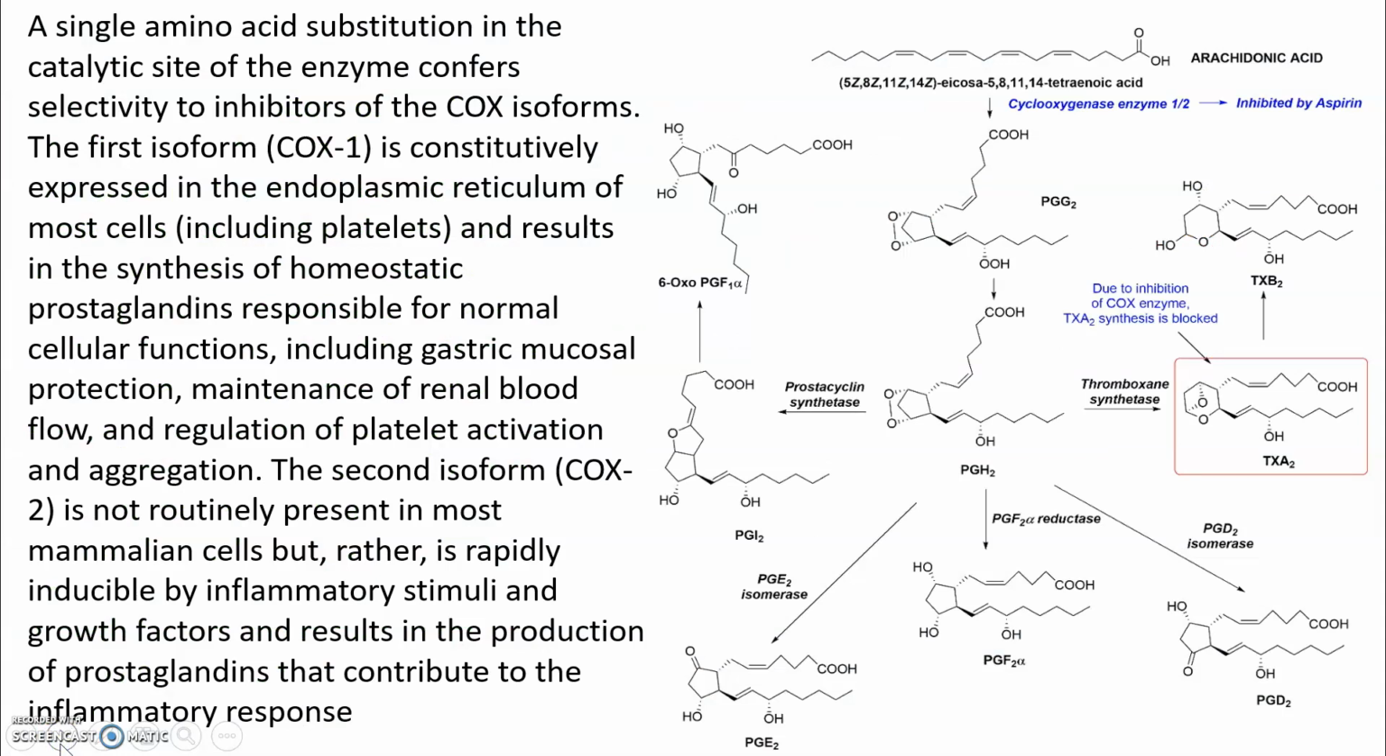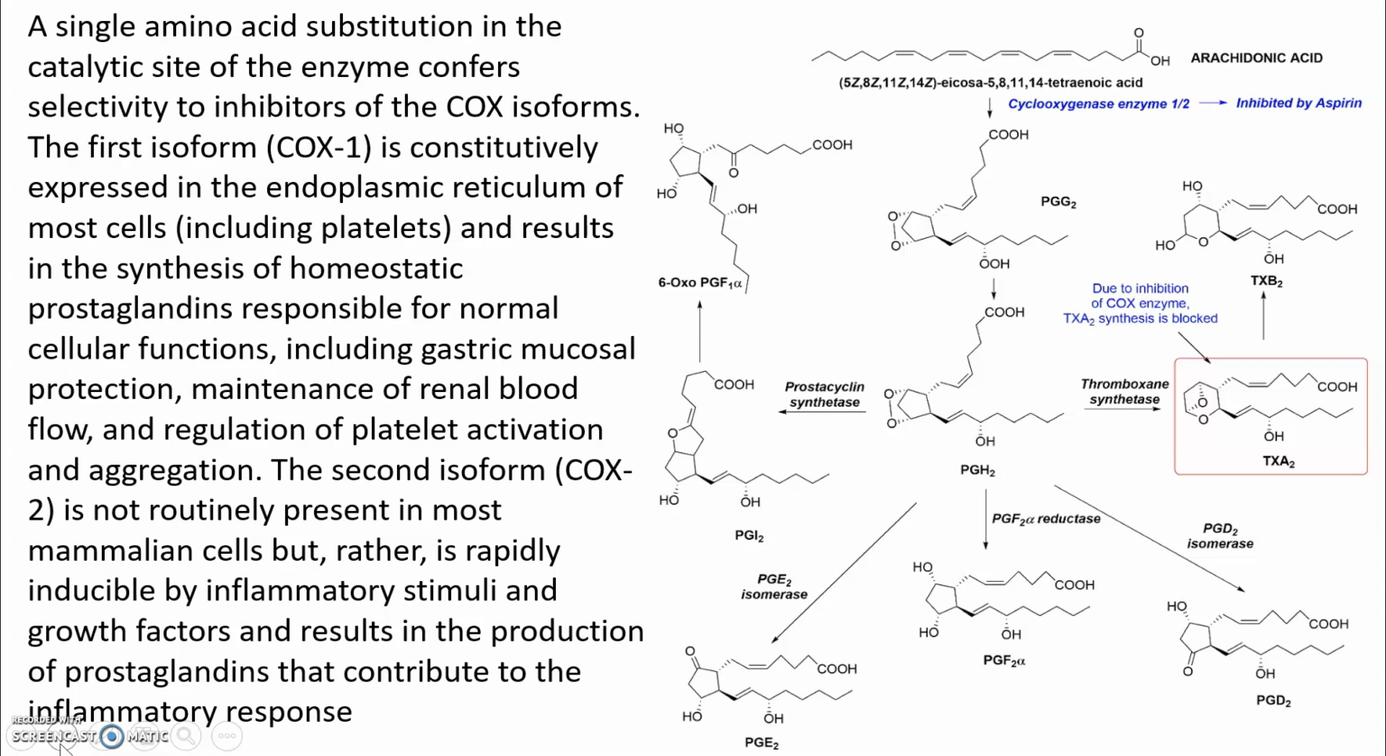Here's just another diagram going further into detail of the breakdown of the chains. A single amino acid substitution in the catalytic site of the enzyme confers selectivity to the inhibitors of the COX isoforms. The first isoform, COX-1, is constitutively expressed in the endoplasmic reticulum of most cells, including the platelets, and results in the synthesis of homeostatic prostaglandins, responsible for normal cellular functions, including mucosal protection, maintenance of renal blood flow, regulation of platelet activation, and aggregation.